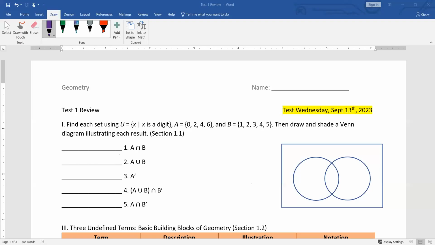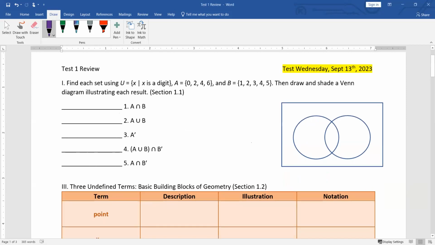Recording in progress. Video is going to cover the test review. We have the test on Wednesday. So I'm going to do sections 1 through 4 of chapter 1 today, and then in class on Tuesday, we'll finish 5 through 7 before we take the test. So on the test review guide, section 1 involves sets, set notation, and Venn diagrams.